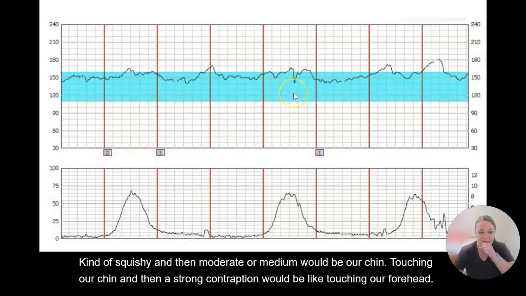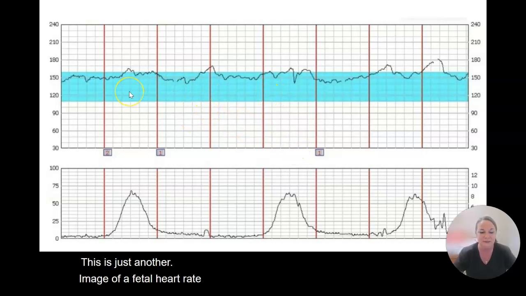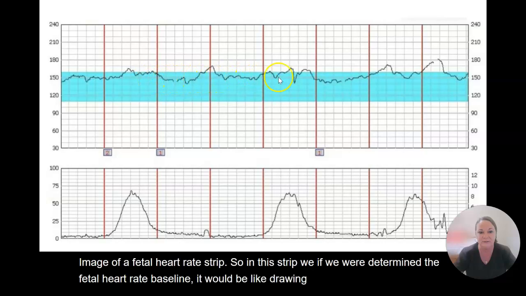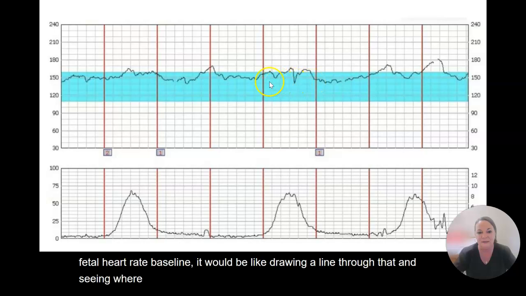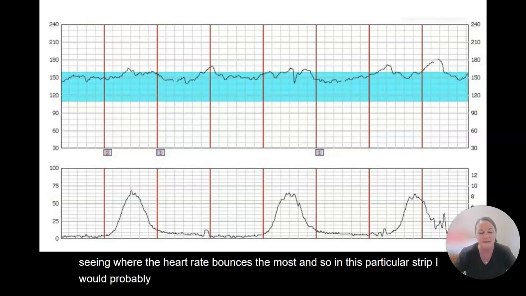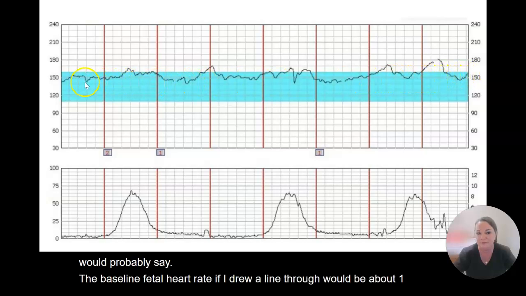This is just another image of a fetal heart rate strip. So in this strip, if we were to determine the fetal heart rate baseline, it would be like drawing a line through that and seeing where the heart rate bounces the most. And so in this particular strip, I would probably say the baseline fetal heart rate, if I drew a line through, would be about 145 or 150.